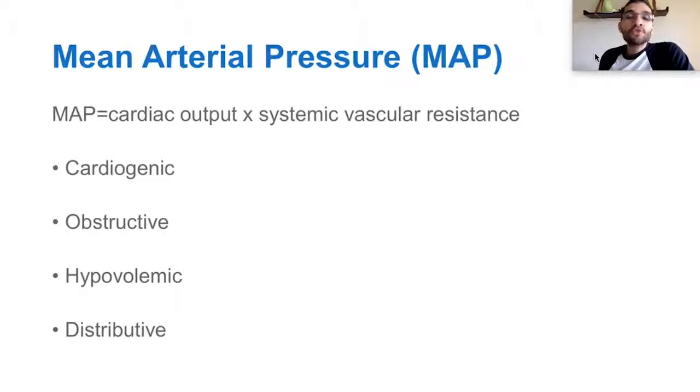Number 4 is a distributive problem. So what does that mean? Are they in neurogenic shock? Are they in anaphylactic shock? Are they in adrenal insufficiency? Are they in acute liver failure with systemic vasodilatation? Do they have severe hypothyroidism? So these are all causes of distributive shock.